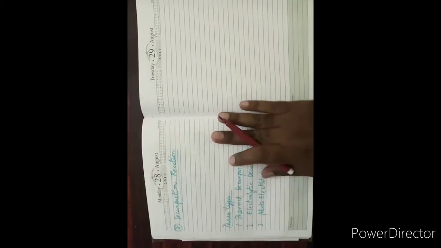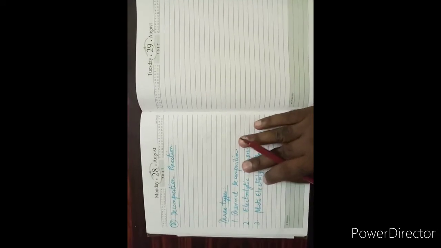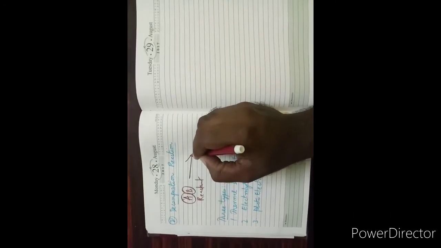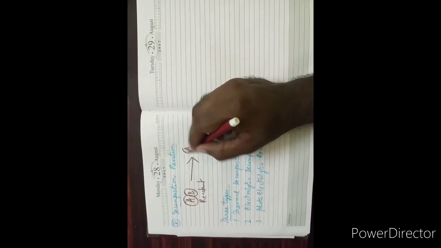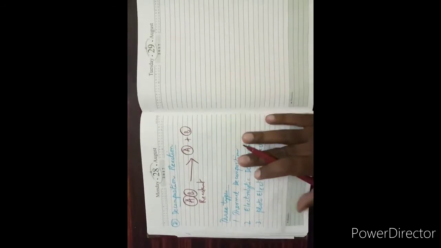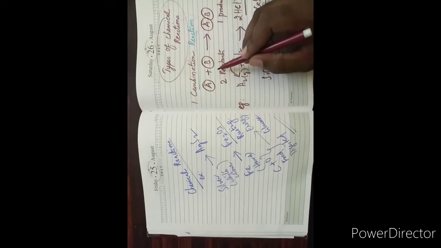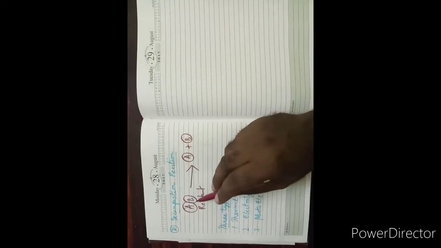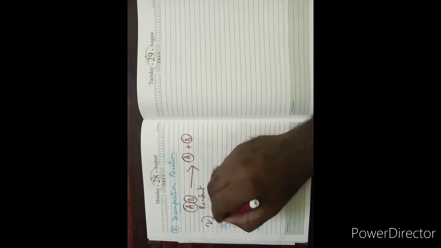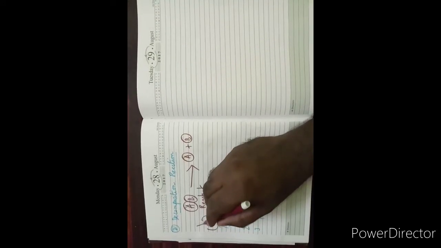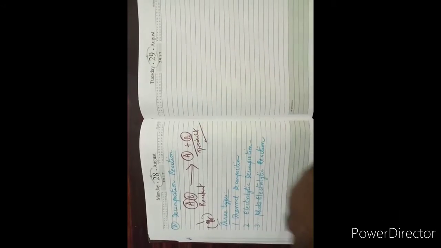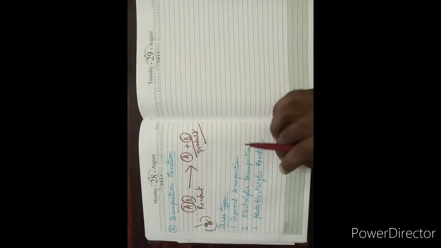Next one is decomposition reaction. This is very simple. See, AB is a reactant. It decomposes to A plus B. In combination reaction, reactants are 2, product is 1. In decomposition reaction, reactant is 1, product is 2. There is a difference between decomposition and combination reaction.